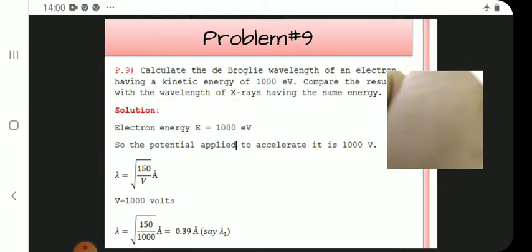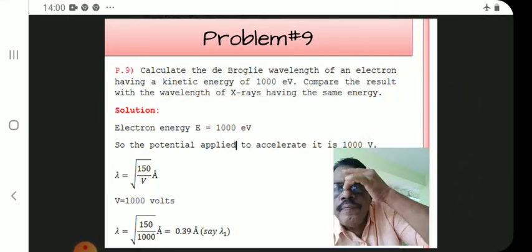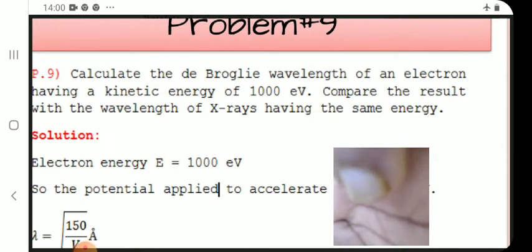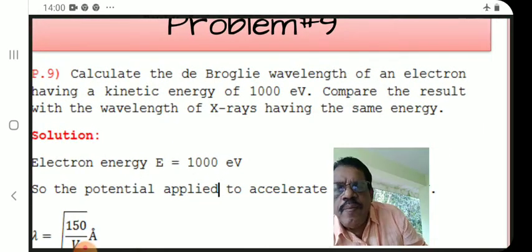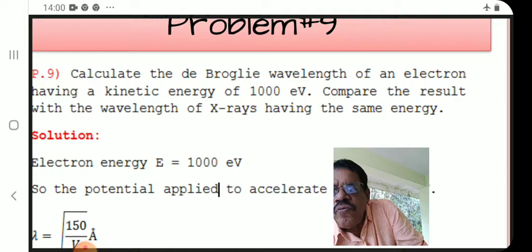Next problem, number 9. Calculate the de Broglie wavelength of an electron having a kinetic energy of 1000 eV. Compare the result with the wavelength of X-rays having the same energy.